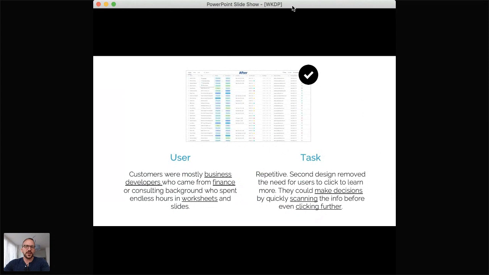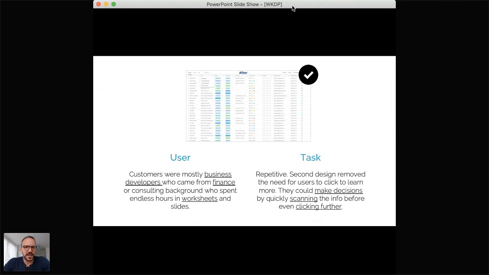As it turns out, and this is again where users and tasks come from, the customers of that specific experience that she was designing for were mostly business developers who came from finance or consulting backgrounds and spent endless hours in worksheets and slides. This is what they know the best. It's a type of environment where they excel, right? No pun intended, but it's their favorite type of interface, right? So for them, this is basic.